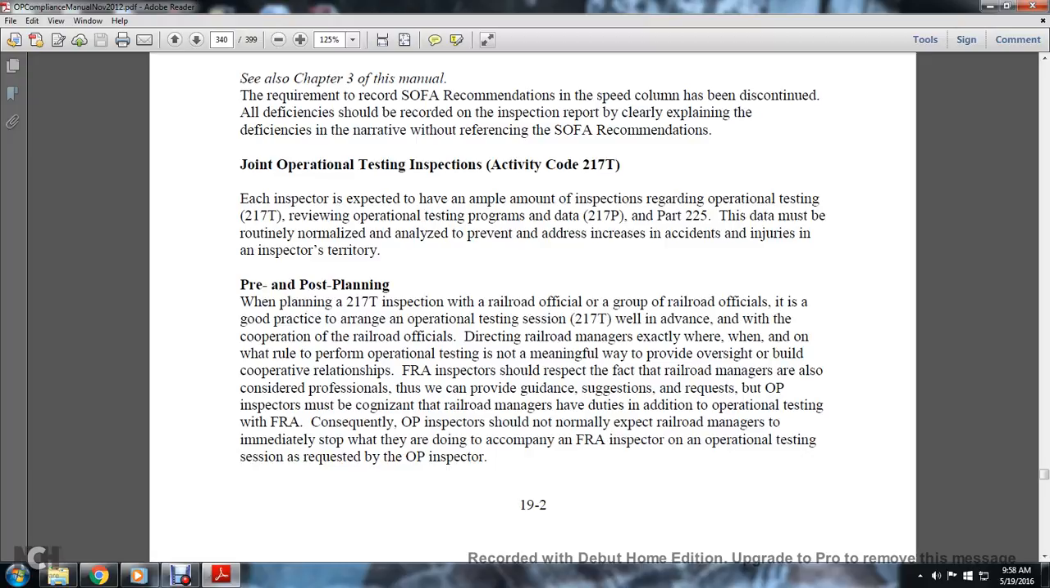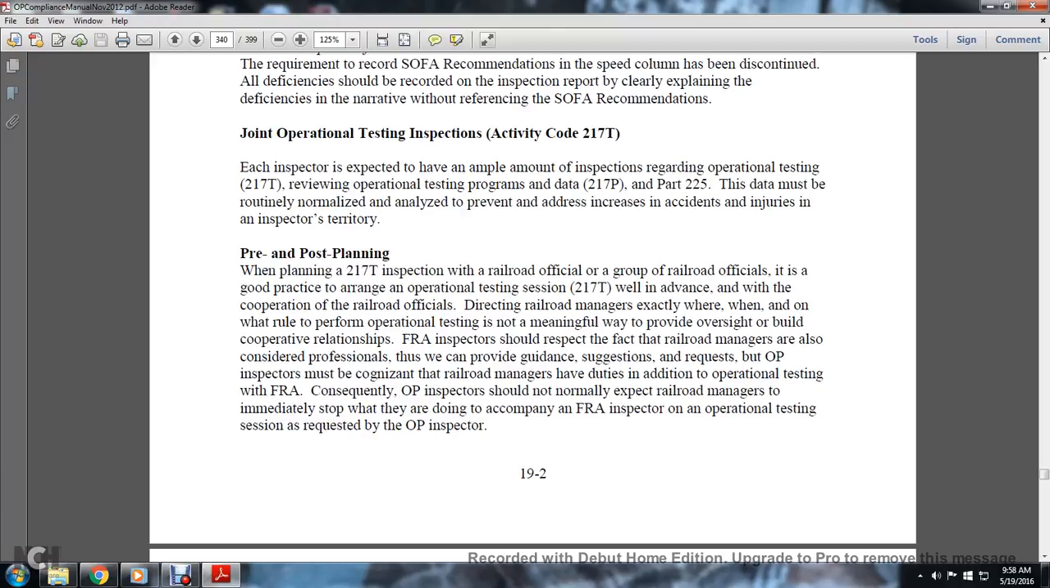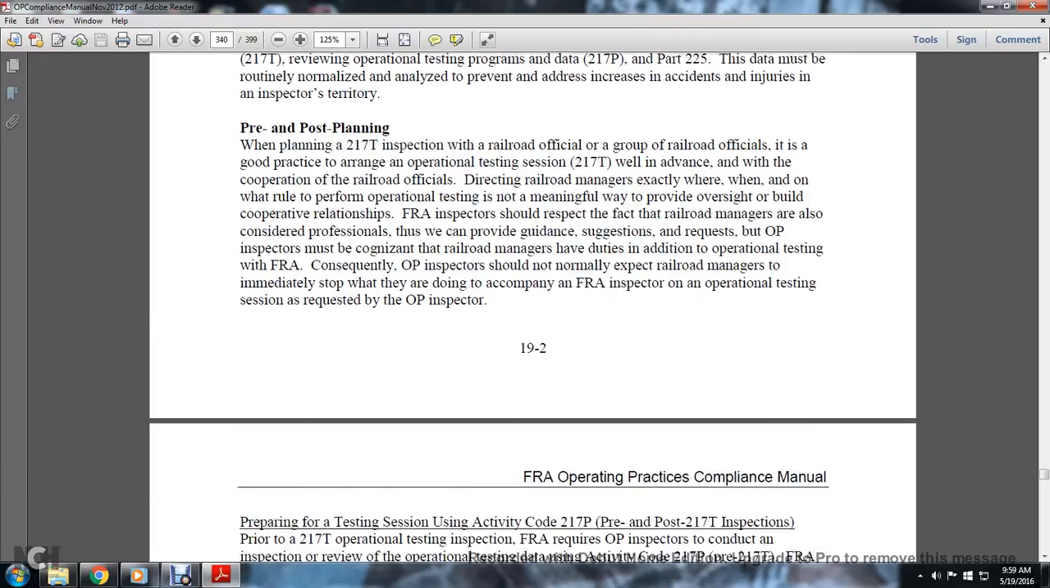The FRA inspector should respect the fact that the railroad managers are also professionals, that they can provide guidance and suggestions or question the operational practice. The inspector must be cognizant that the railroad managers have duties in addition to the operational testing with the FRA. Consequently, operational practice inspectors should normally accept the railroad managers' request to stop immediately when they are accompanying the FRA inspector's operational testing session.